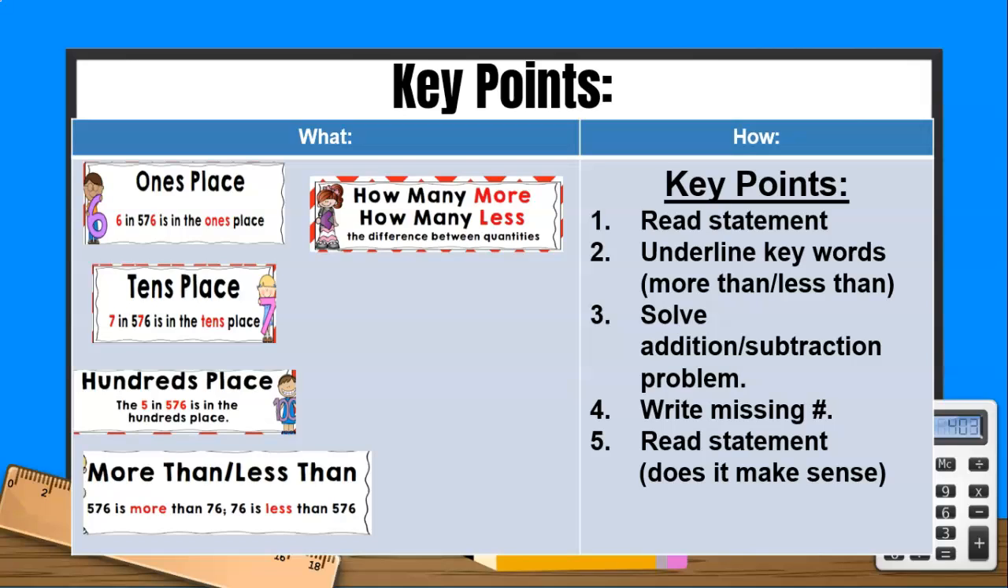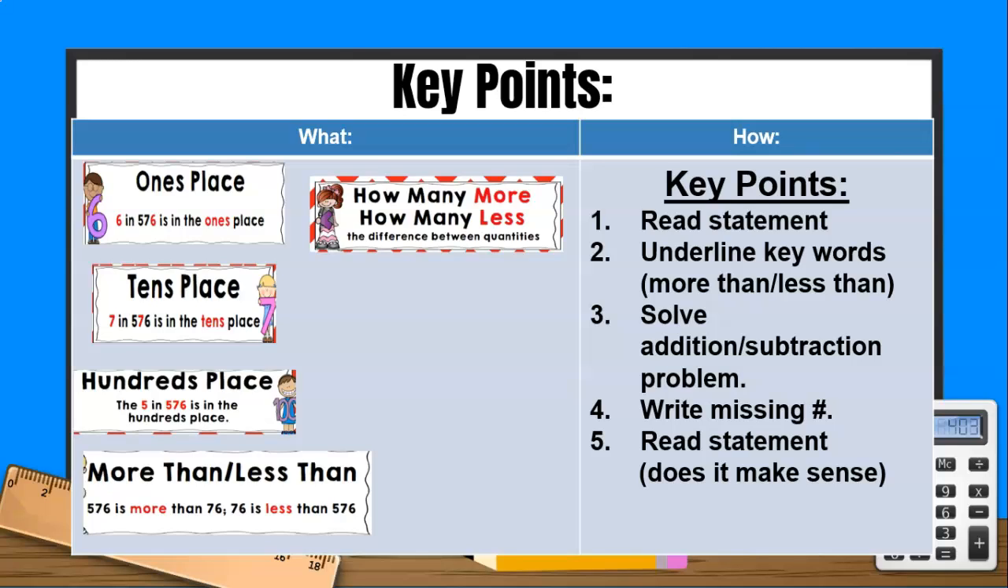That's like when you're drawing your two tape diagrams and we find how many more in this one and how many more in this one. Now, let's give an example in here. 576 is more than 76, and 76 is less than 576. And today we're actually going to be able to use actual numbers. So here are the key points.